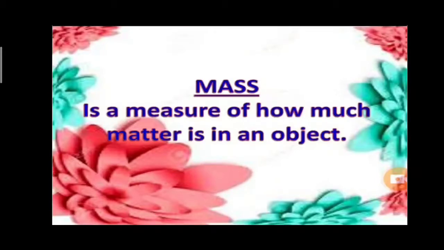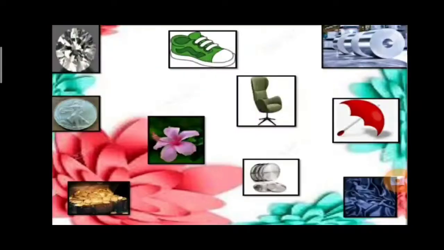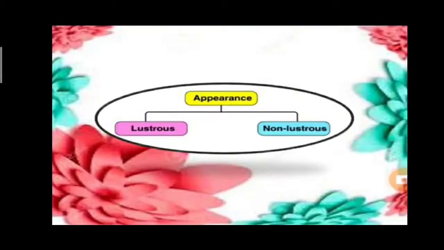Mass is a measurement of how much matter is there in an object, whereas the space occupied by matter is known as its volume. In the slide, you can see different objects, all are having some mass and all of them occupy some space. So, all of these objects can be termed as matter.